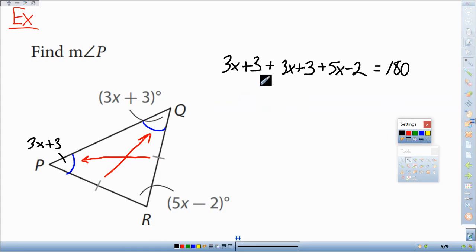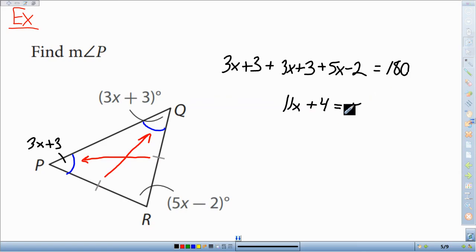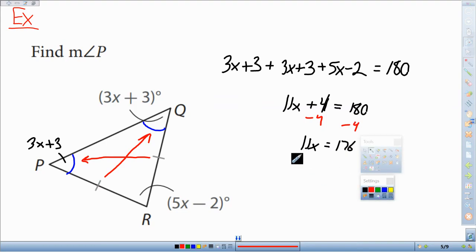So let's go ahead and simplify the left side of this equation. We've got some like terms here. So let's add our x's together. 3x and a 3x and a 5x gives me 11x. 3 plus 3 is 6. 6 minus 2 gives me a positive 4. Over on the right, we have 180. Now we can subtract this 4 from 180. So we get 11x equals 176. And then we're going to get rid of 11.